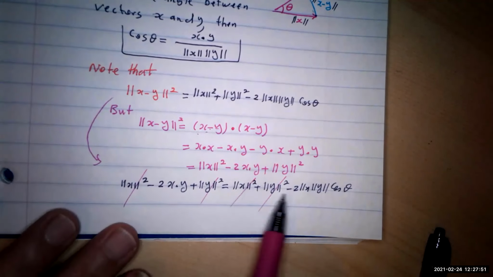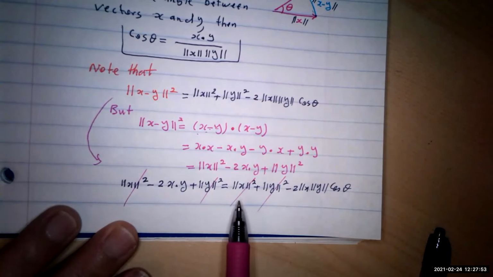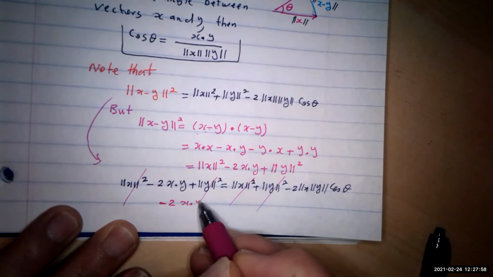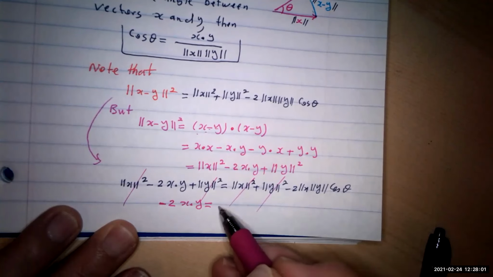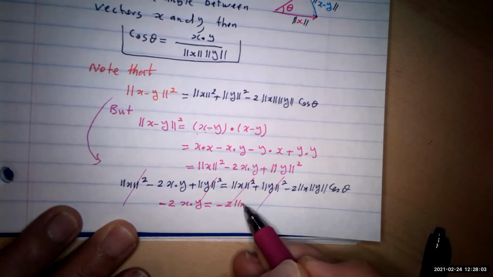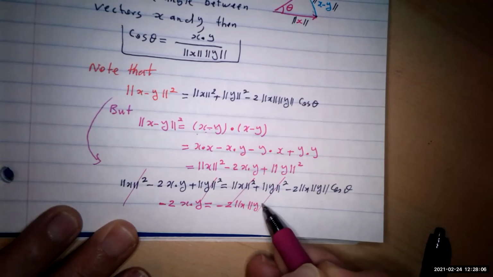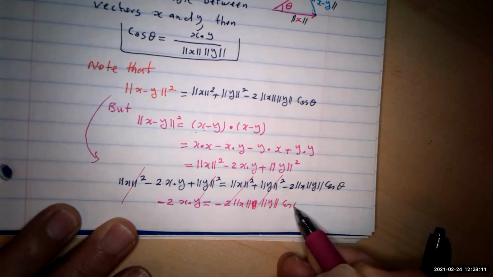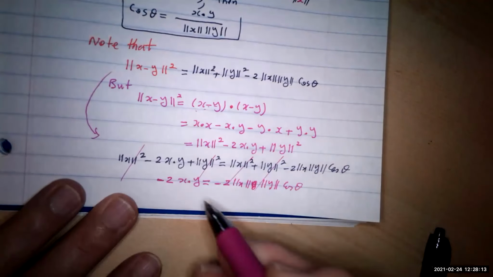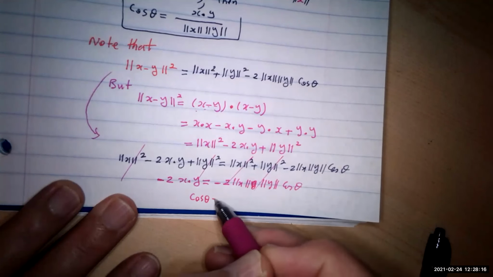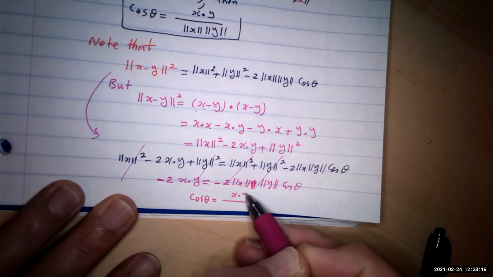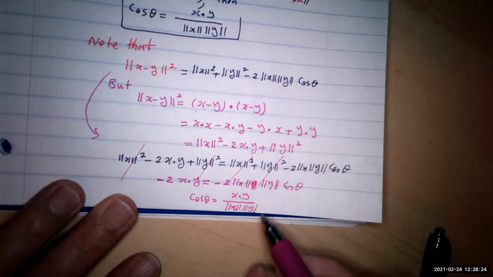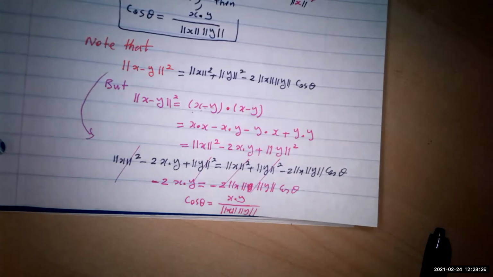So what's the conclusion? The conclusion is that negative 2 x dot y is equal to negative 2 norm x times norm y cosine of theta. If you solve for the cosine, you get the formula that we talked about. So cosine of theta is equal to x dot y over norm x times norm y. You don't need to know the proof, but the techniques help you to solve problems.